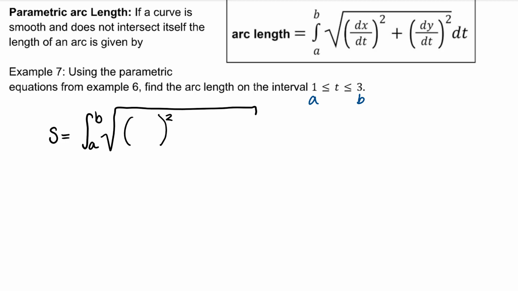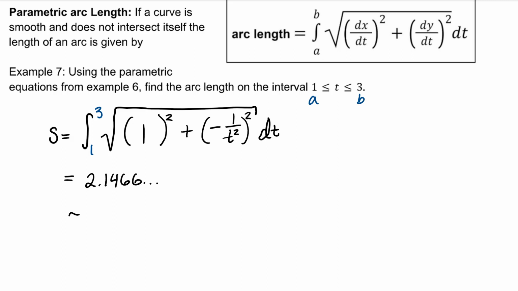From the previous problem, dx dt is 1. dy over dt is negative 1 over t squared. Oh, and we already know a and b, as I said before, are 1 and 3. Go ahead and use a calculator to get the value of this integral. And we get 2.1466, etc.